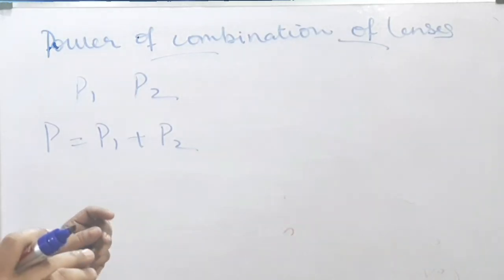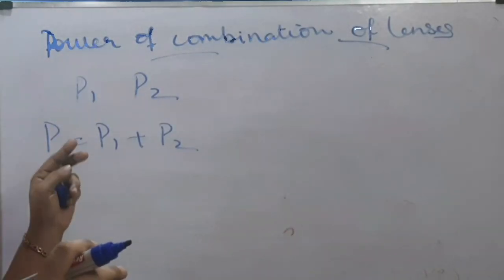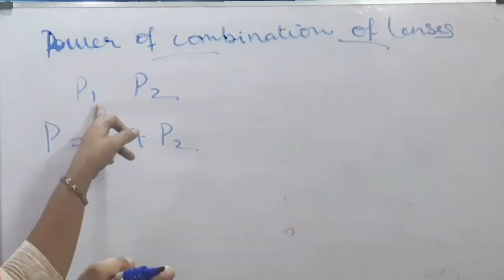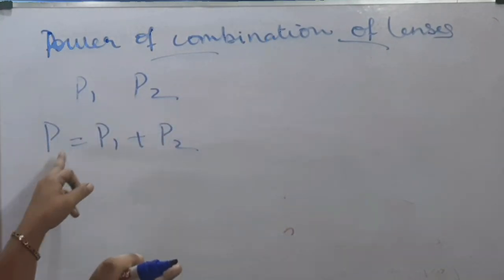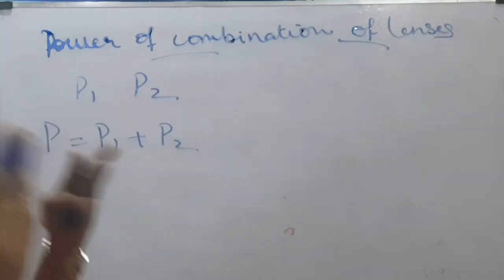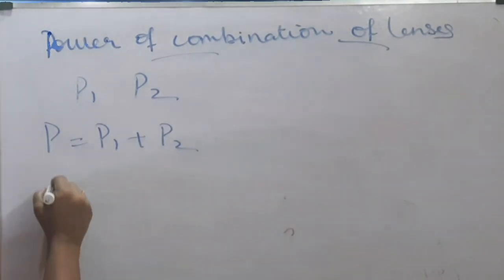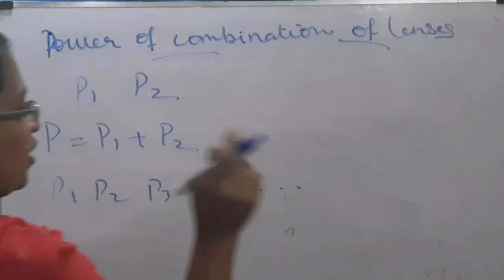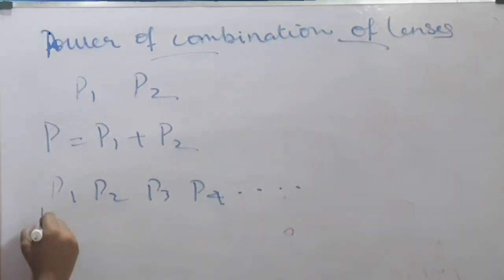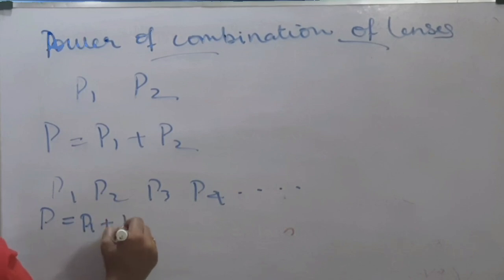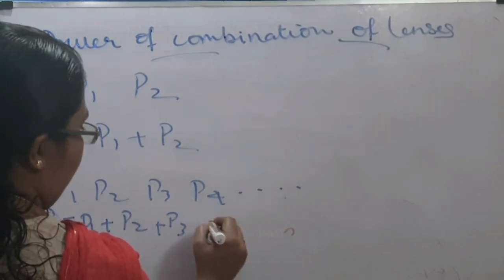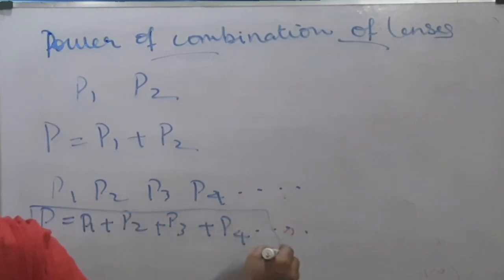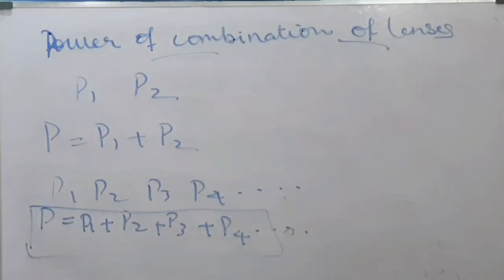If two lenses are kept in contact with each other, then the total power is equal to the sum of the individual power of each lens. If more lenses are kept together, suppose P1, P2, P3 and P4 and a large number of lenses are in contact with each other, then the total power P is equal to P1 plus P2 plus P3 plus P4 and so on. This is the equation to find the power of lenses kept in contact with each other.